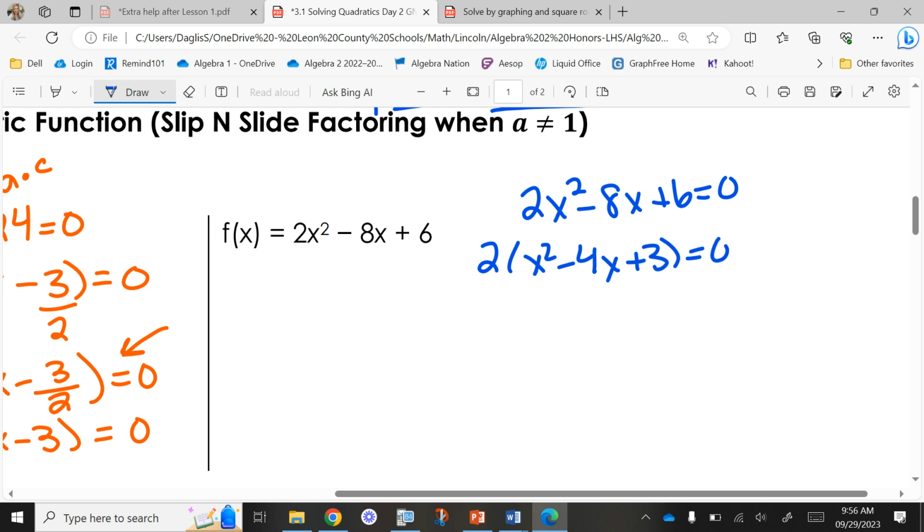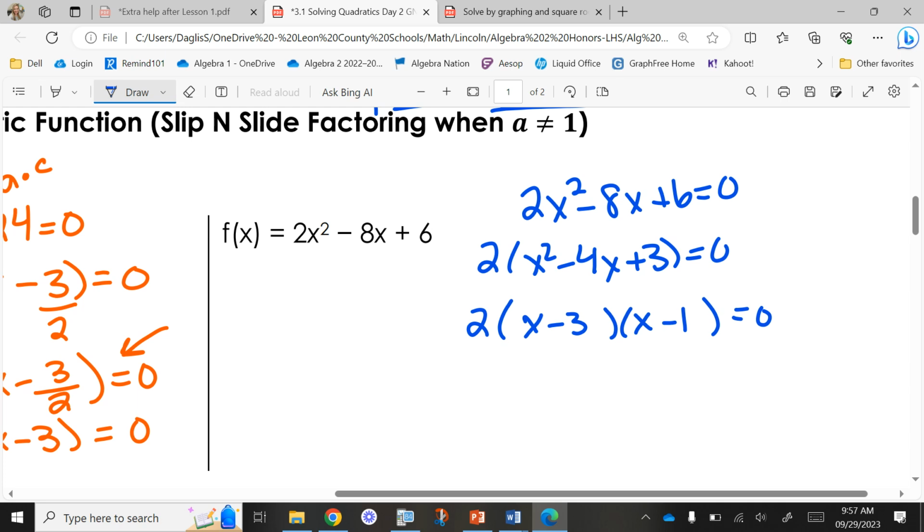This isn't a slip and slide anymore, is it? I can just basic factor and call it a day. What multiplies to give you 3, but adds to give you negative 4? All right. So that's something we got to be careful with. When I solve this, what are my x values? 3 and 1.